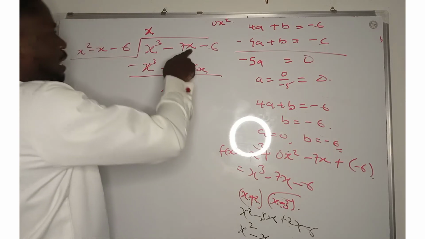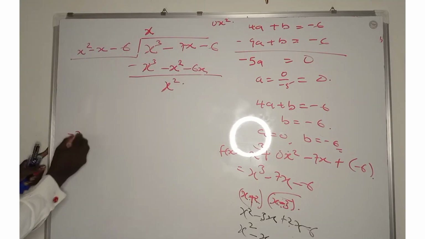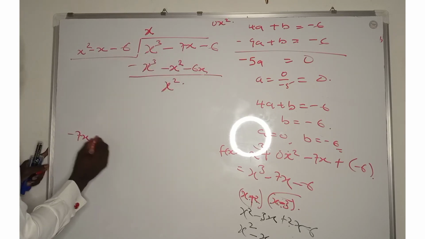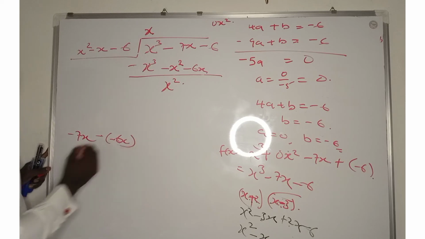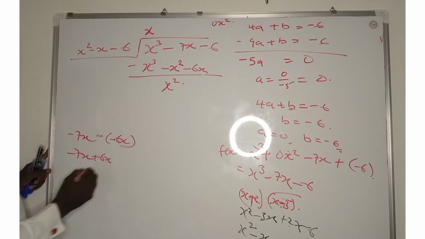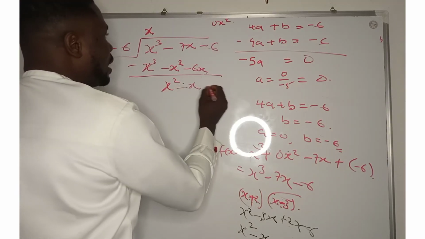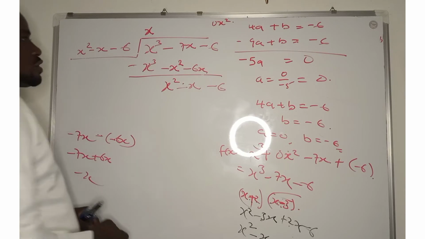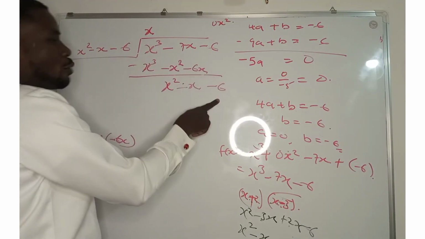Now again, here is 7x, here is 6x. You can see we are having minus 7x, which is this, minus, which is this one, then minus 6x. And this will give us minus 7x. This times this will be plus 6x, and of course that will be minus x. So I will have minus x here. Then here will be minus 6, because I will say minus 6 minus 0, that will be minus 6.